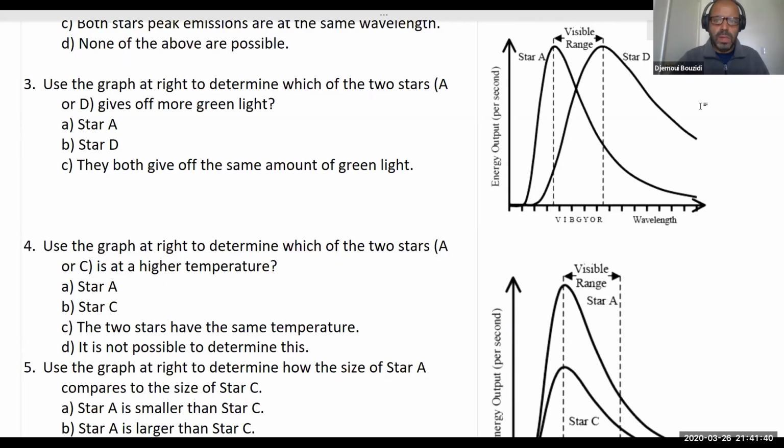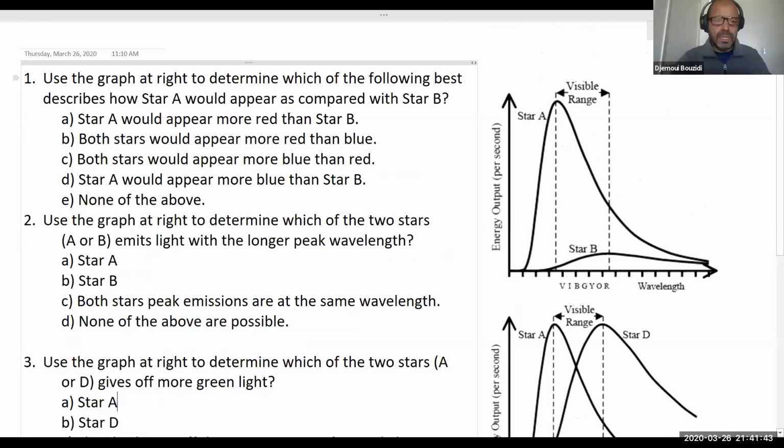Question number one, use the graph to the right to determine how star A appears compared to star B. Star A would appear more red than star B. That's not correct, okay? Star A, if anything, is bluer, so this side. Both stars would appear more red than blue. That is not correct because star B is toward the red side, so it appears redder. Both stars would appear more blue than red. That's not correct either. Star A would appear more blue than star B. So that's the correct answer.